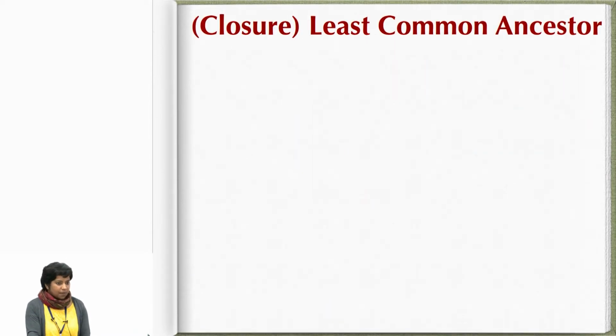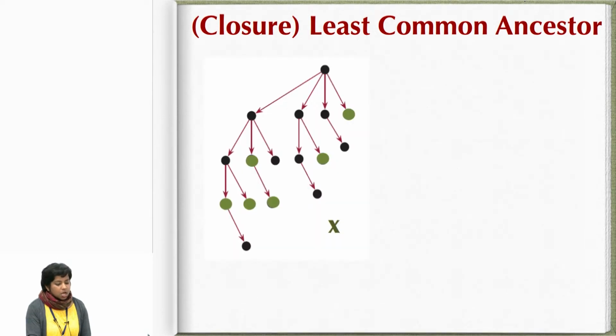So least common ancestor and closure of the least common ancestor. This is a very useful concept. If you understand this, try to use it in some other place where you find it useful. So here is a tree. Say it's a rooted tree. This is the root, and all these arcs are pointing downwards, and so on. So the set X.